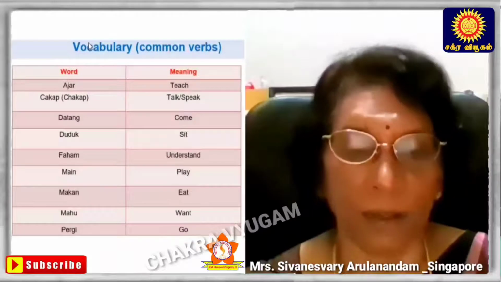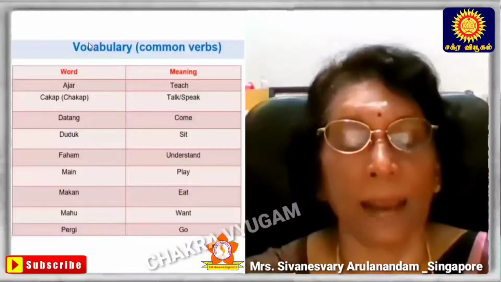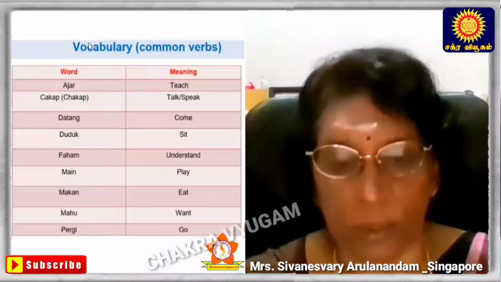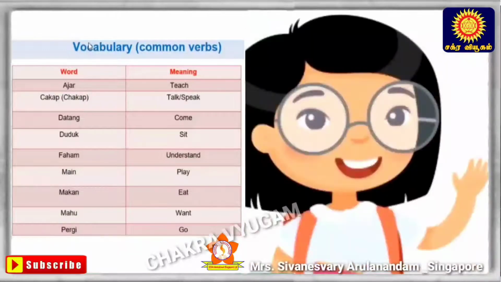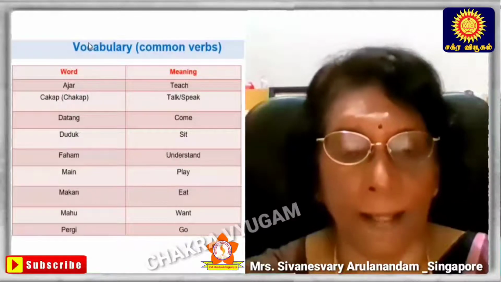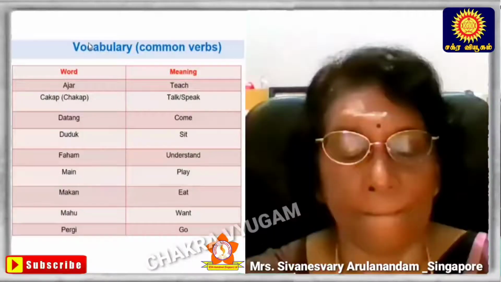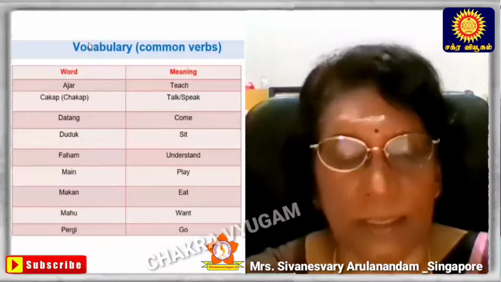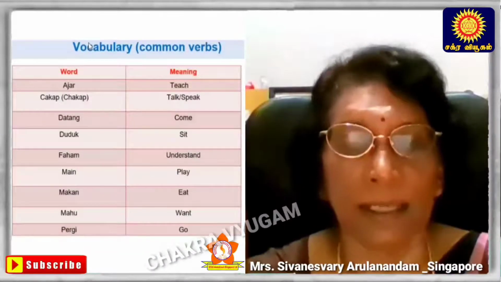Makan, now this is going to be very useful. Makan is to eat. And mahu is want. I want something, it's mahu. Yeah, and you want to go somewhere, it's pergi. Pergi, thank you. And these few words we will use in lessons that come along so that you practice using some simple verbs in our sentences. Next slide, please.